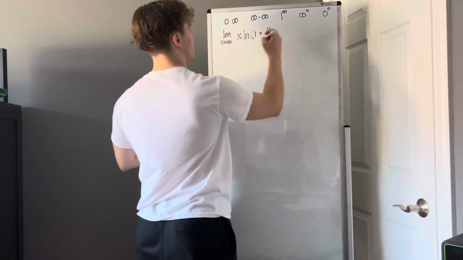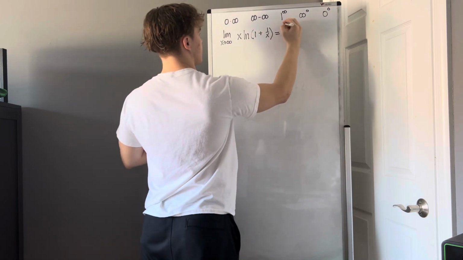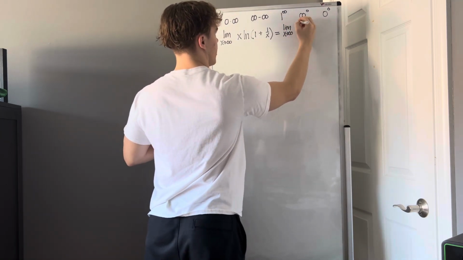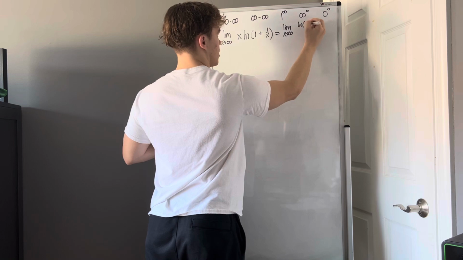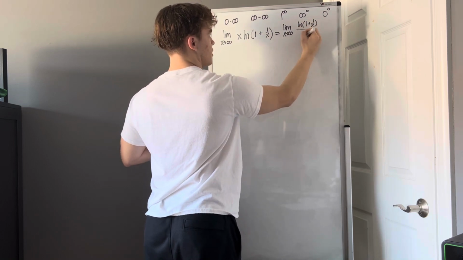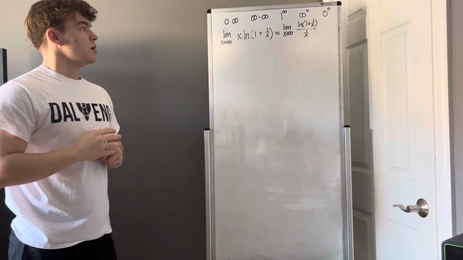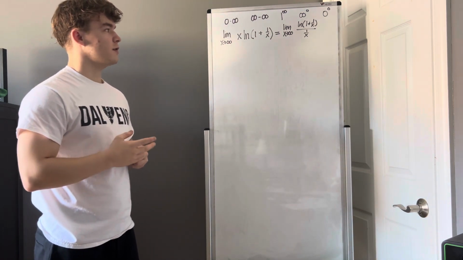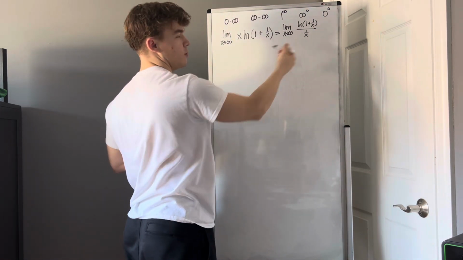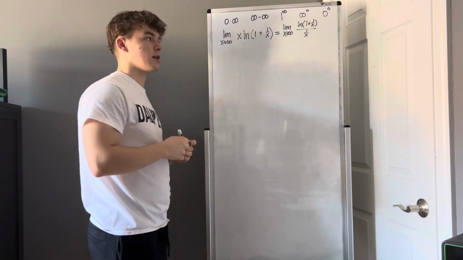So let's manipulate this to be the limit as x approaches 0 of ln of 1 plus 1 over x divided by 1 over x. What this gives us is 0 over 0, which is an indeterminate form where we can directly use L'Hopital's rule.